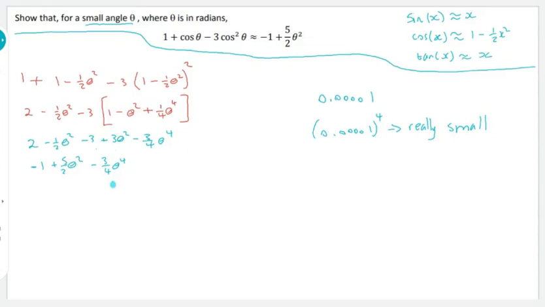So since theta is small, we can neglect minus 3/4 of theta to the power of 4, because it's going to be really small as well. And typically in the A-level course, we are allowed to neglect terms that are in the cubes or more for this kind of thing. So this now becomes minus 1 plus 5/2 theta squared.